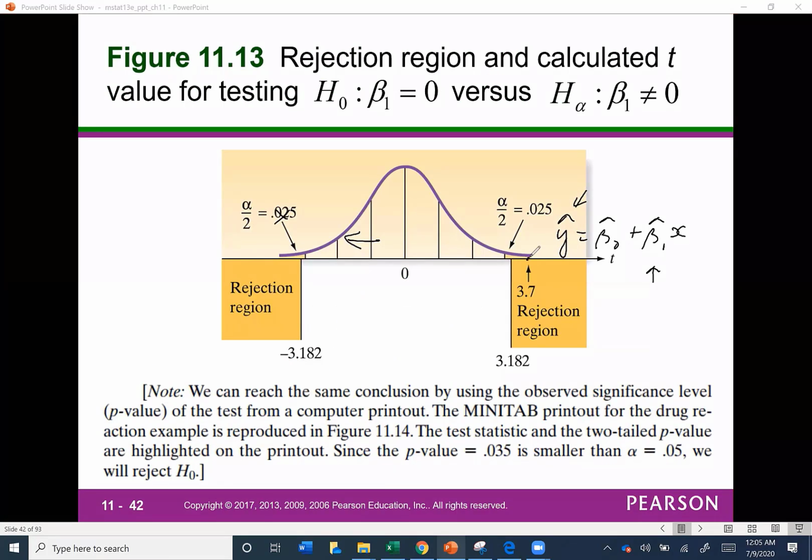My evidence falls here, and this is my reference point. It's a two-tailed test. I need 2 reference points. Then my evidence falls into the rejection region. And we can find this result in the printout.